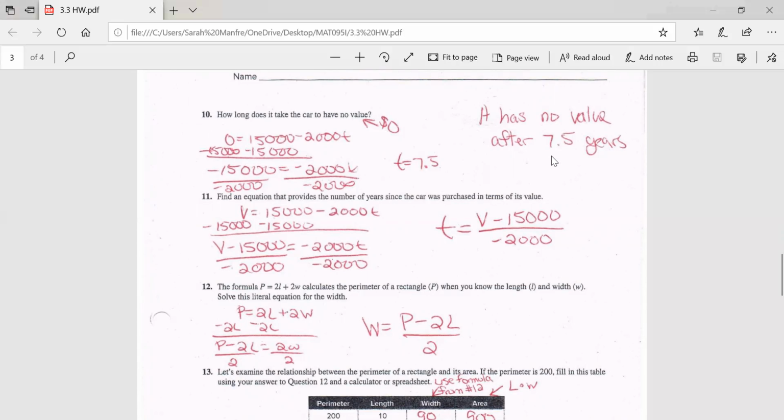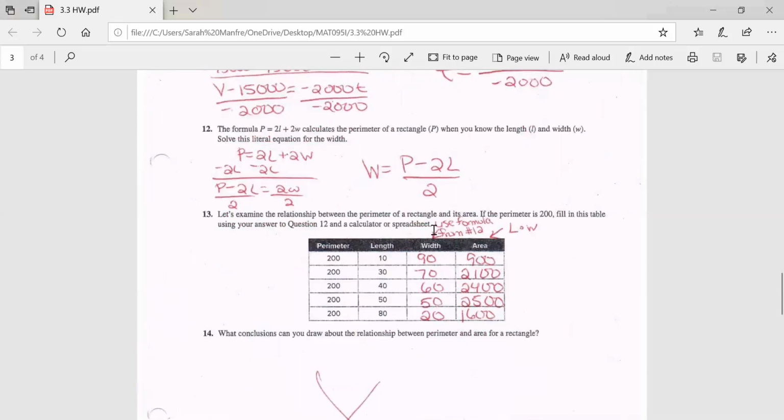All right. Find an equation that provides the number of years since the car was purchased in terms of its value. That's basically saying solve this equation that we found earlier in question number 6 and solve it for T. So to solve it for T, we have to subtract 15,000 first. Note V and 15,000 are not like terms, so I'm just going to leave it. V take away 15,000, and then I'm going to divide both sides by negative 2,000. And again, nothing can combine or simplify, so we're just going to leave it just like that, and there's your final answer.